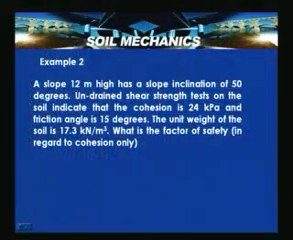Another example: a slope 12 meter high has a slope inclination of 50 degrees. Undrained shear strength tests on the soil indicate that cohesion is 24 kilopascals and friction angle is 15 degrees. The unit weight of the soil is 17.3 kilonewton per meter cube. What is the factor of safety in regard to cohesion only? So, this is based on the Taylor stability chart.